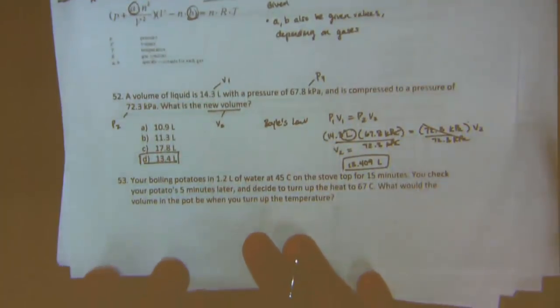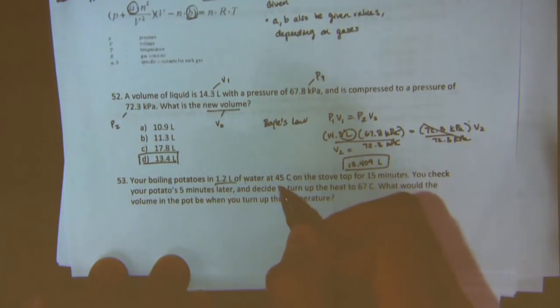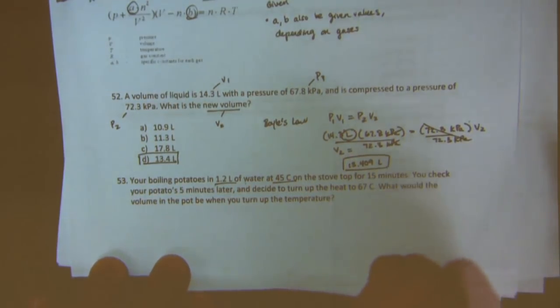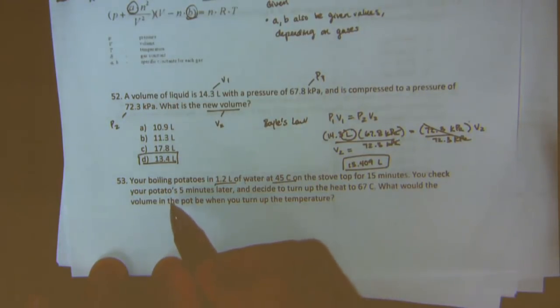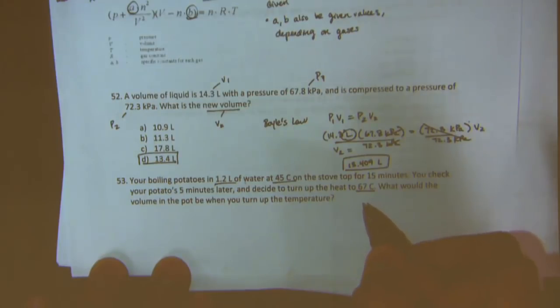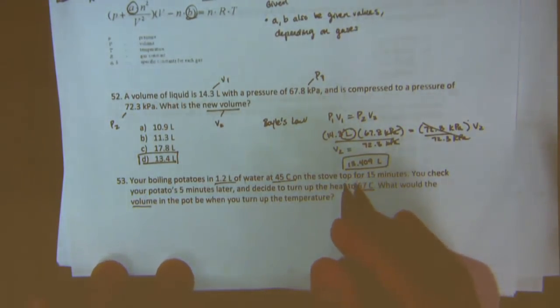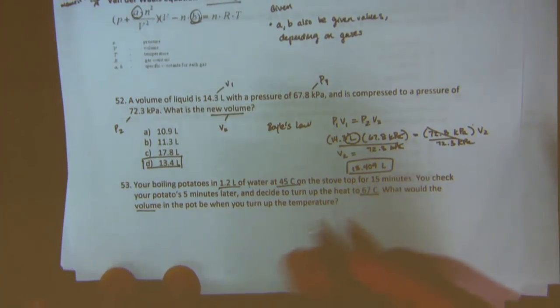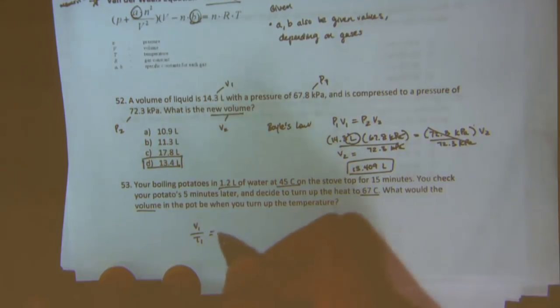The next question says we're boiling potatoes in 1.2 liters of water at 45 degrees Celsius on the stovetop for 15 minutes. You check the potatoes' temperature 5 minutes later and decide to turn up the heat to 67 degrees Celsius. What would be the volume of the pot when you turn up the temperature? For this one, we have to remember our relationship between volume and temperature. That's V1/T1 = V2/T2.